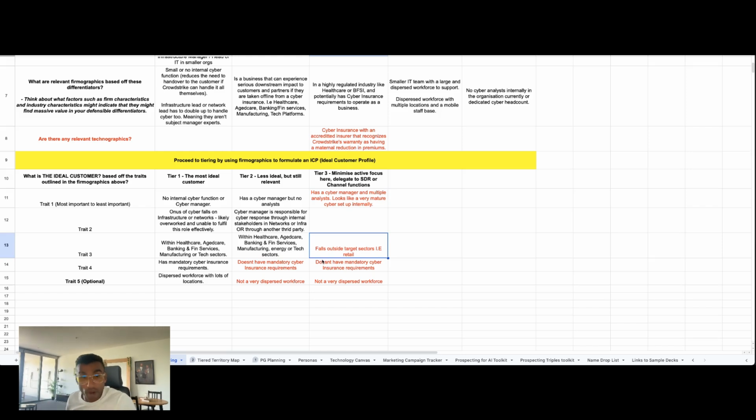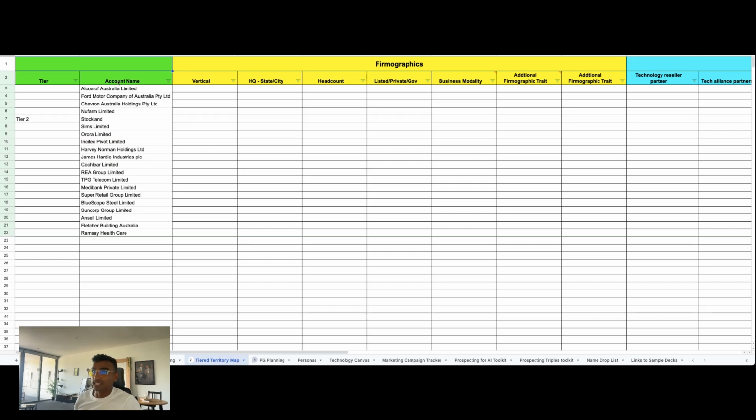Now, from here on out, it's pretty straightforward. What you want to do is go into this one over here, and I've just got a bunch of random company names over here, but what you want to go through is essentially take the account, have a look at what vertical it fits in, where it is headquartered, the headcount, is it private? Is it public? By the way, these are all adjustable. Punch in the details that you want to punch in here.